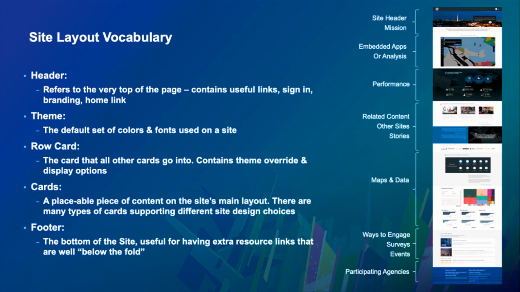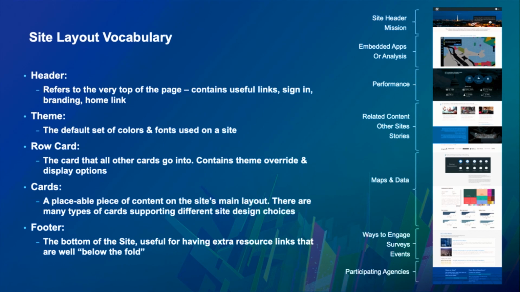We talked about the row card. It's the card that all other cards go into. It's like the proto card or parent card. It also has theme overrides. So as you go up and down the page, if you have contrasting theme colors in your brand, you can have differences. So it's not just this doctor's office feeling site. It's got some visually interesting things below the fold.